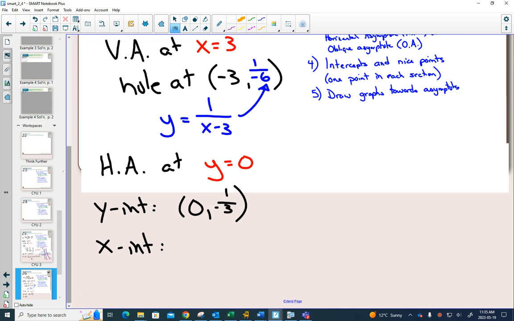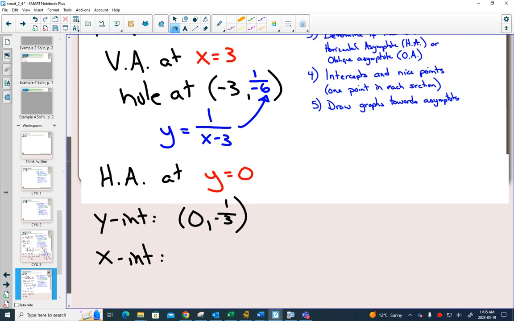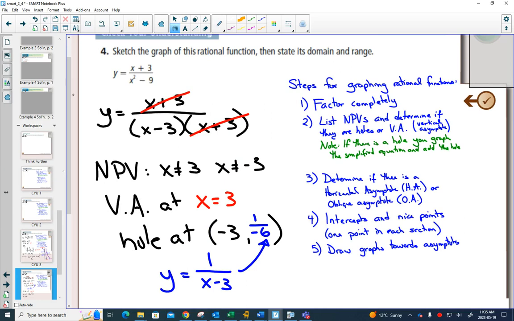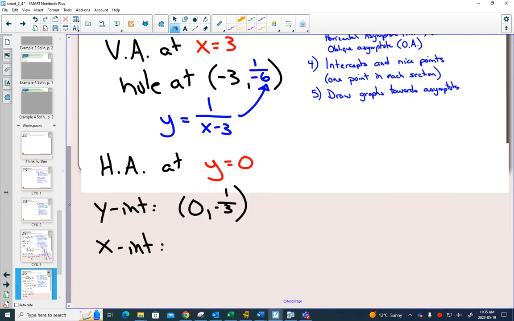and here's where I notice students sometimes make mistakes because they go back to the original equation. If you go back to the original equation, sometimes you want to say, oh, there's an x-intercept at negative 3 because that would make the top 0. However, our new equation just has a 1 on the top. Is 1 ever equal to 0? No, there are no x-intercepts on this graph.